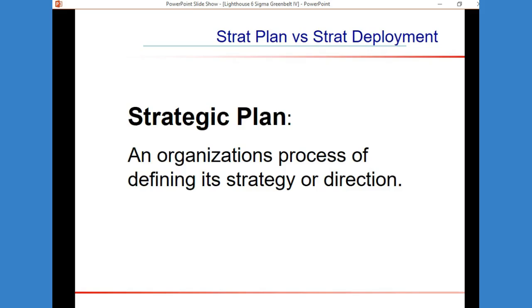So strat planning, and of course everyone kind of understands that strat planning is the organization's process of defining what its strategy or direction is. We've got a strat plan. I think here we call it the big, hairy, audacious goals, or BHAG. Every company's got strategic goals of some kind or another.